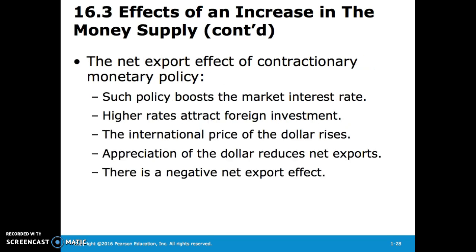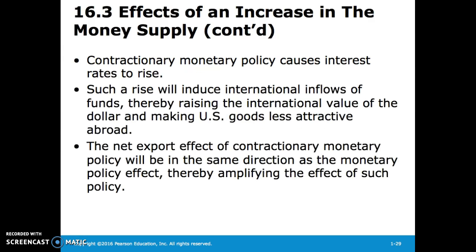The net export effect of contractionary monetary policy. This suggests that such policy boosts the market interest rate. Higher rates attract foreign investment, the international price of the dollar rises, appreciation of the dollar reduces net exports, and there is a negative net export effect. The contractionary monetary policy will cause interest rates to rise. Such a rise will induce international inflows of funds, thereby raising the international value of the dollar and making U.S. goods less attractive abroad. The net export effect of contractionary monetary policy will be in the same direction as the monetary policy effect, thereby amplifying the effect of such policy.